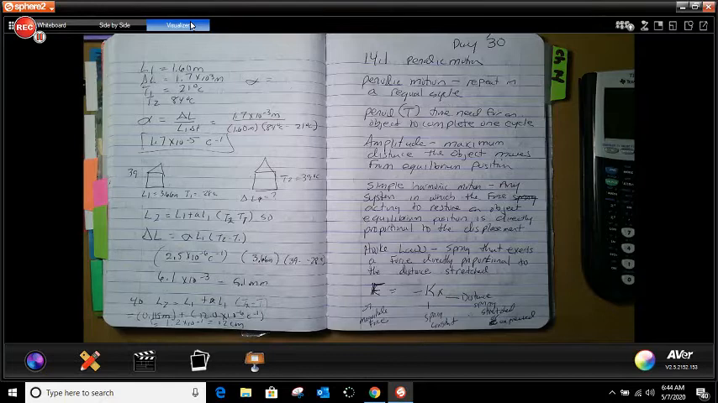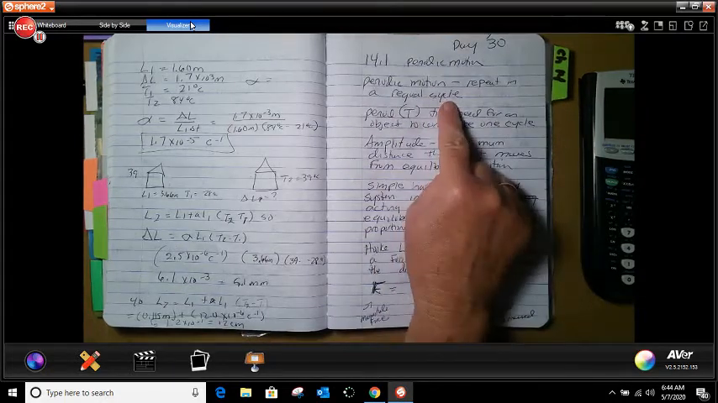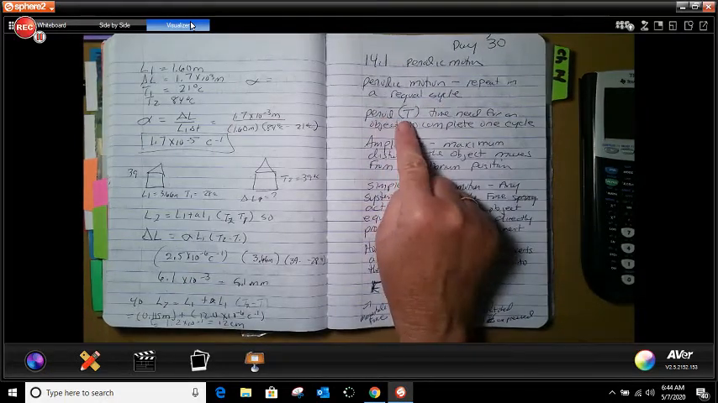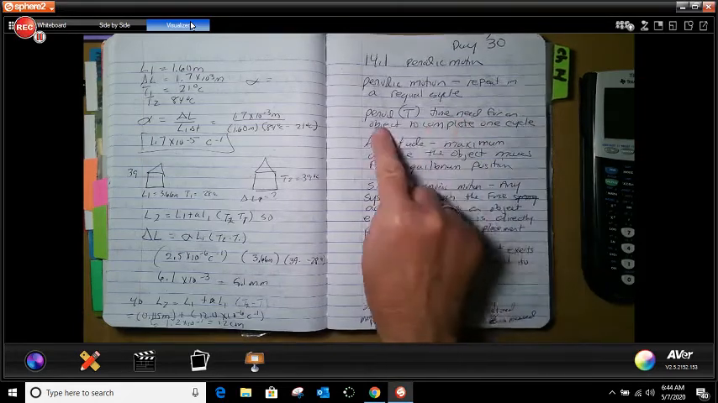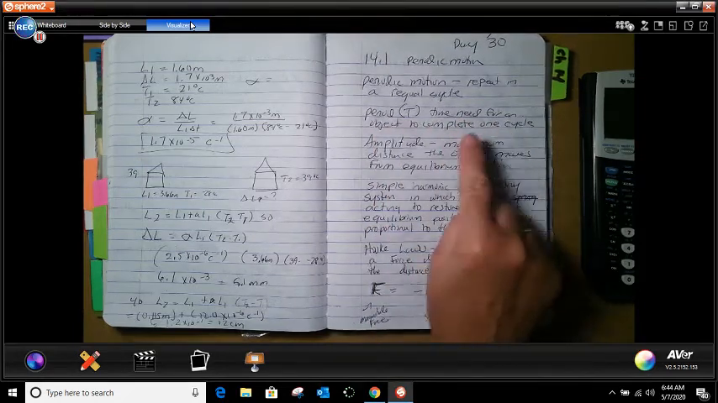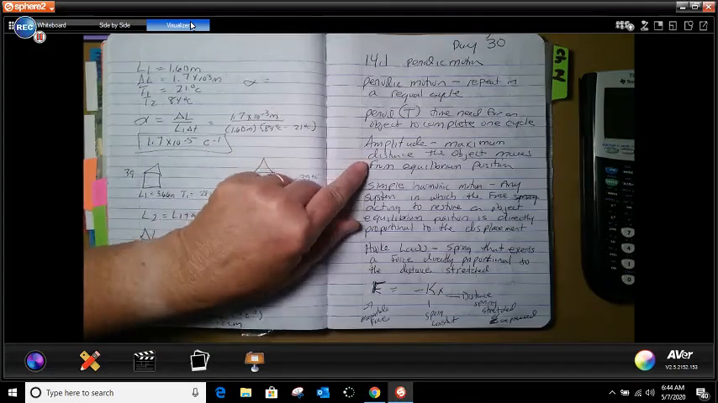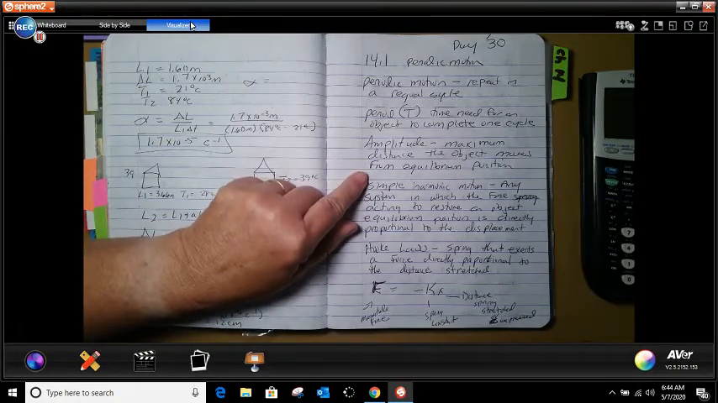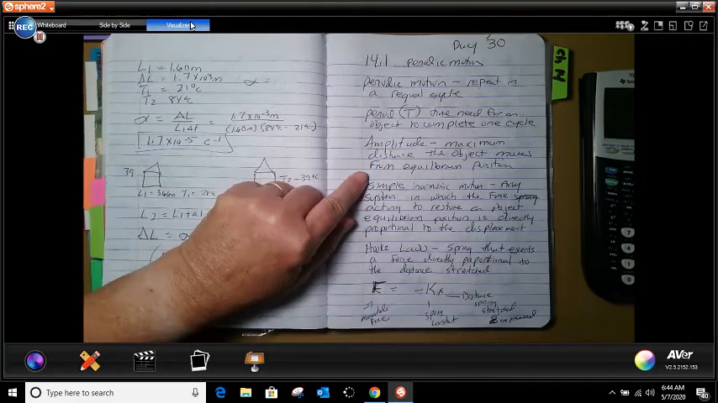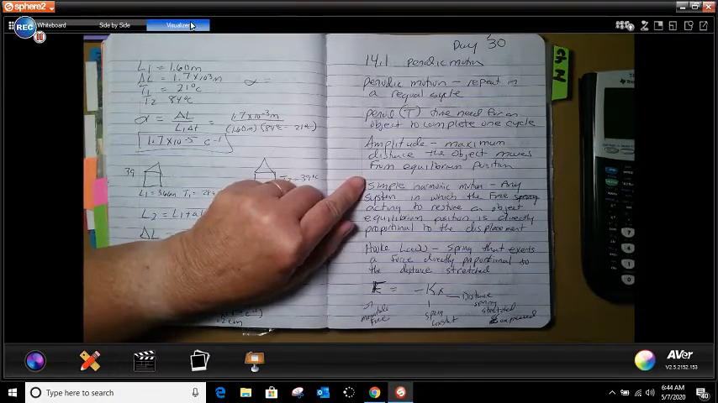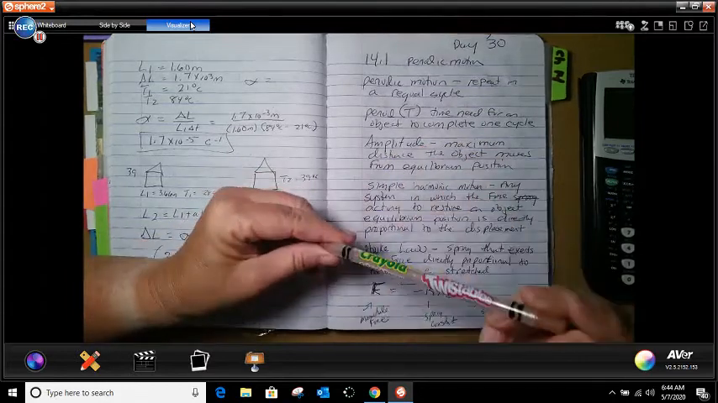Periodic motion is motion that repeats in a regular cycle. You have a period, which is T, the time needed for the object to complete one cycle. Amplitude is the maximum distance an object moves from its equilibrium position.